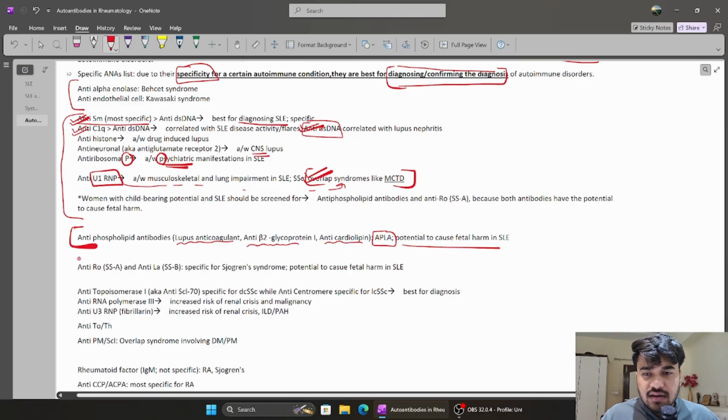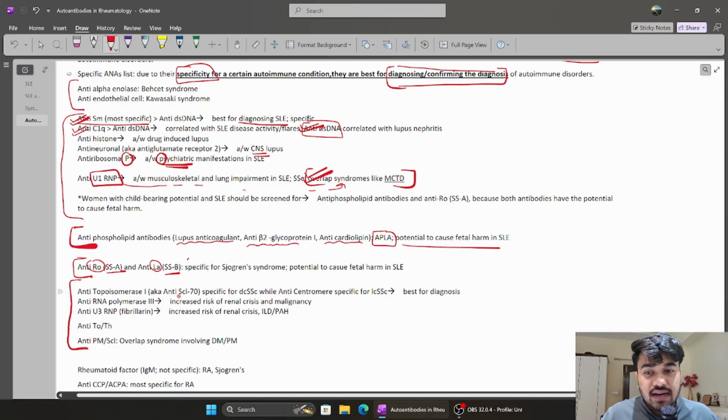Then we have the Sjogren's syndrome antibodies, anti-Ro antibodies, and anti-La antibodies. They are also known as SSA and SSB antibodies. They are specific for Sjogren's syndrome. So Ro, La, A, B, right? They are specific for Sjogren's syndrome, and as we talked about, they also have the potential to cause fetal harm in SLE. Then we have systemic sclerosis.